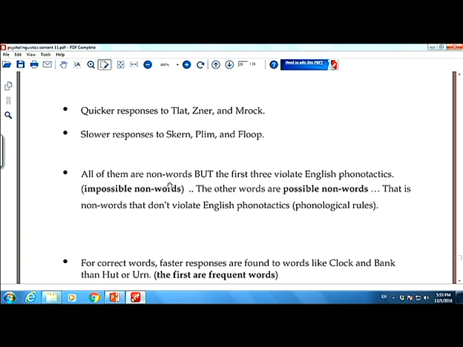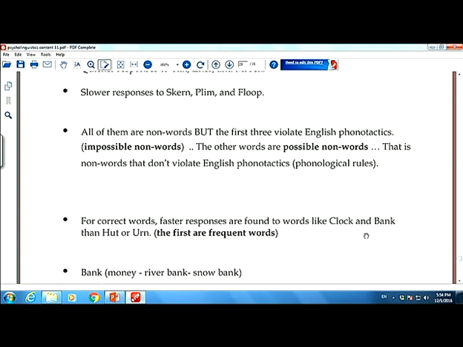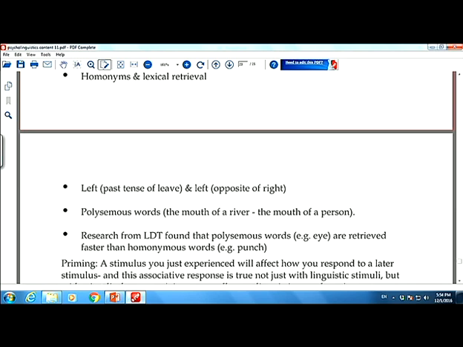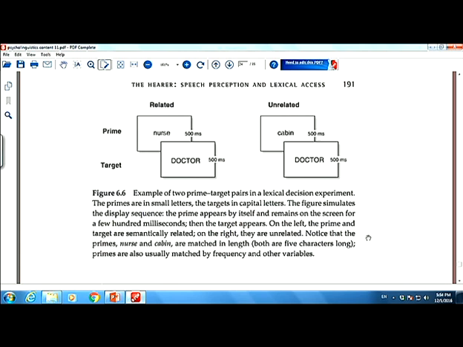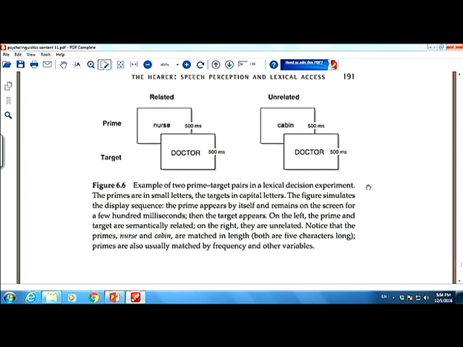If it violates English phonotactics, English phonology, then it's an impossible non-word. But if it sounds like an English word, then this is a possible non-word. All right, also this is very important. Priming, we talked about priming and the different types of priming. If we show a word first that is related or unrelated, which one will make us respond faster? Of course, when the first word is related semantically or phonologically.